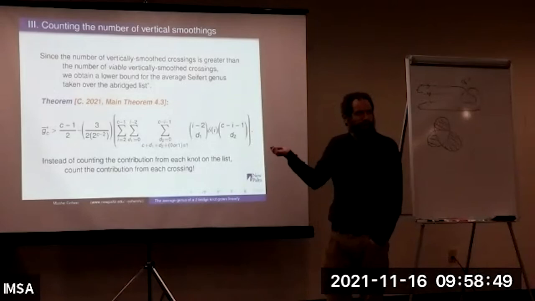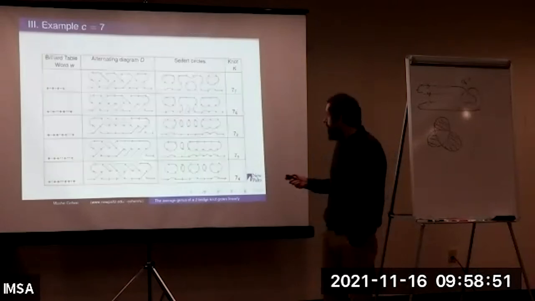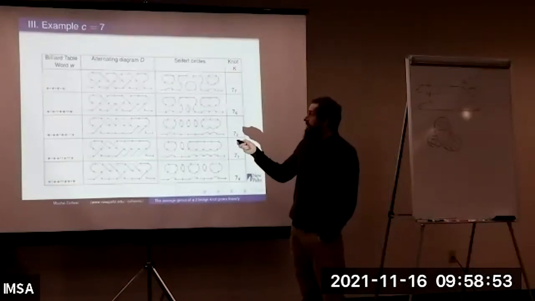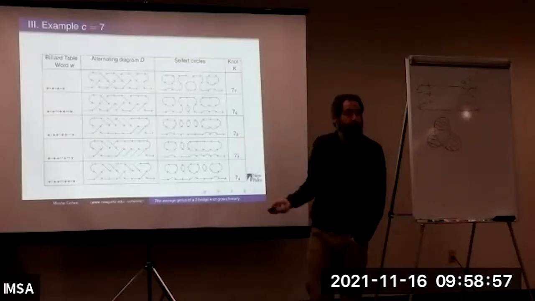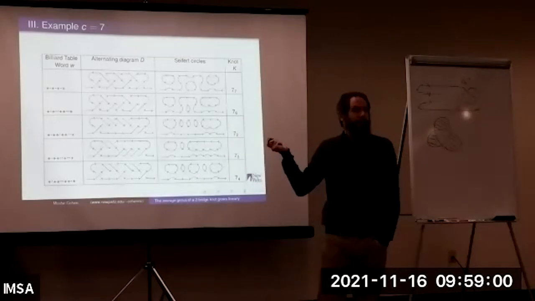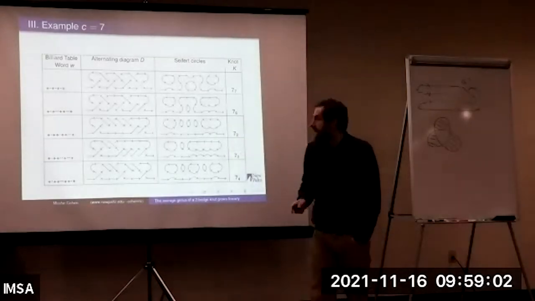So can I show you pictures instead of this gross formula? Let's take C equal to 7. I'm going to write the complete list of all of my reduced words. This is actually only half the list. I'll show you the other half in two slides.